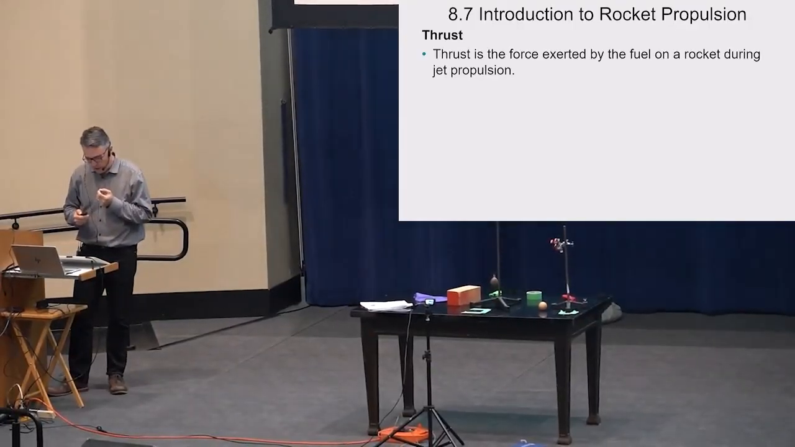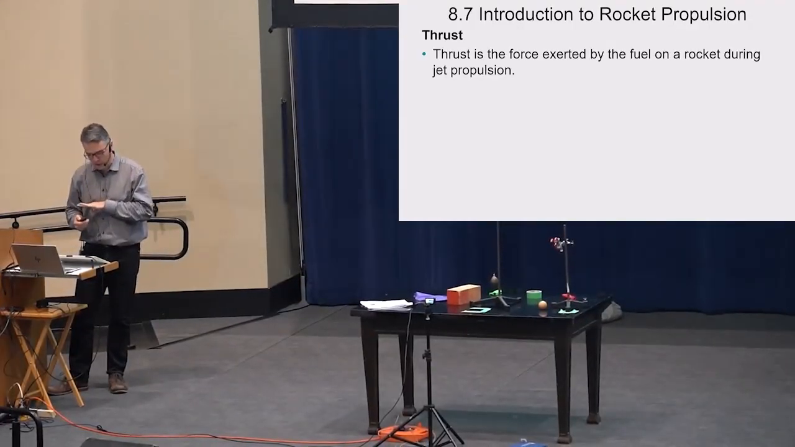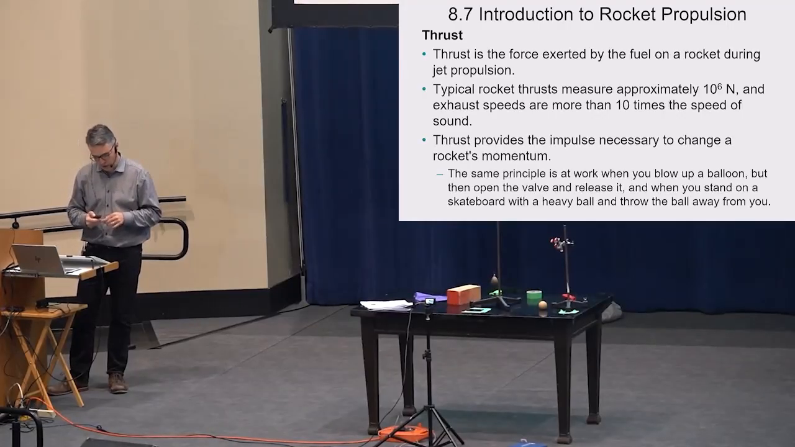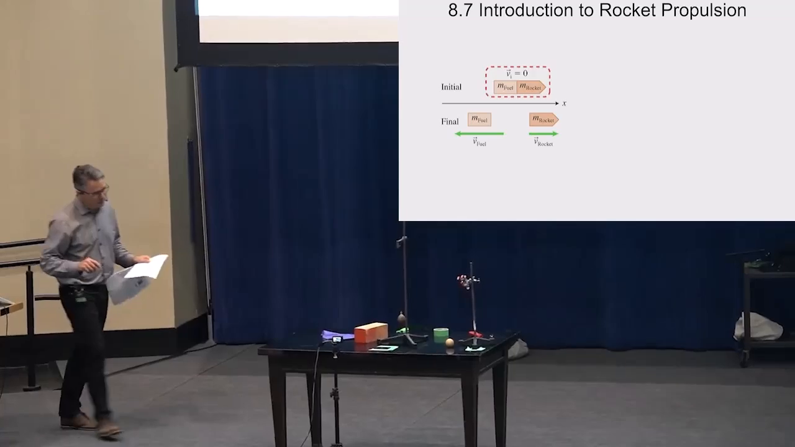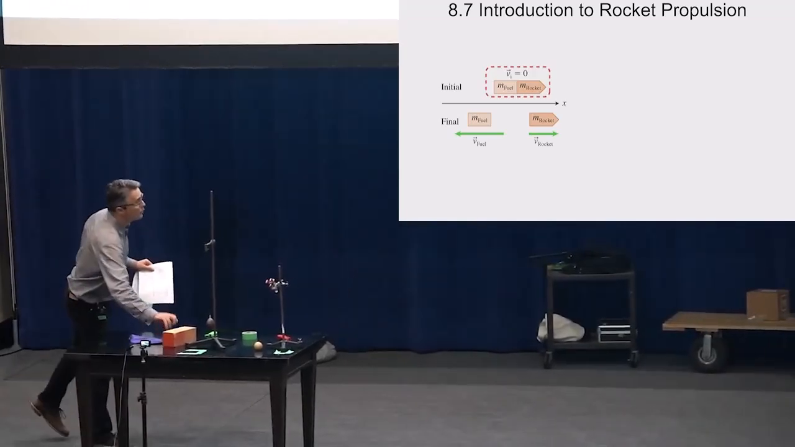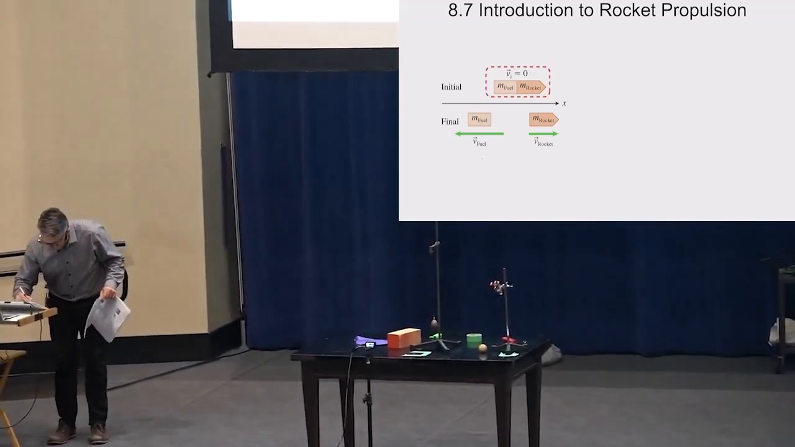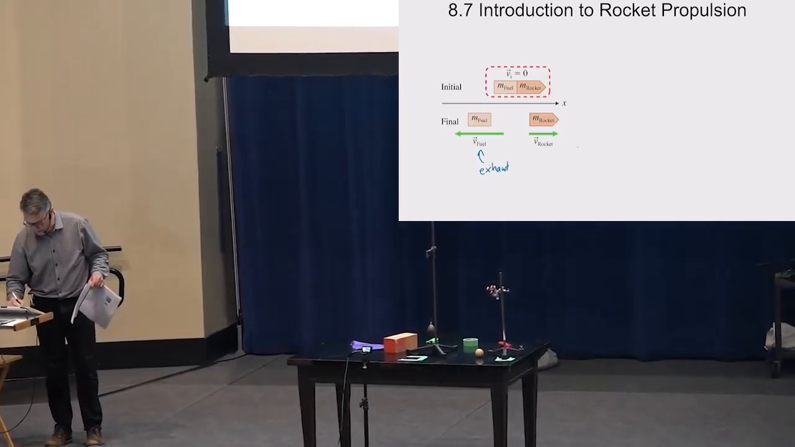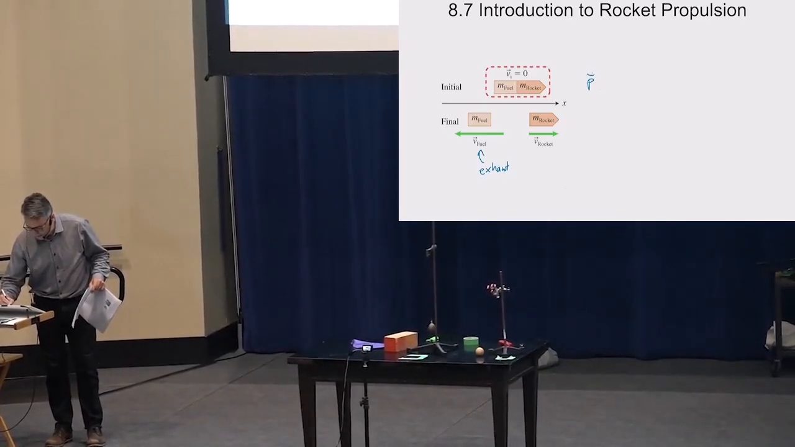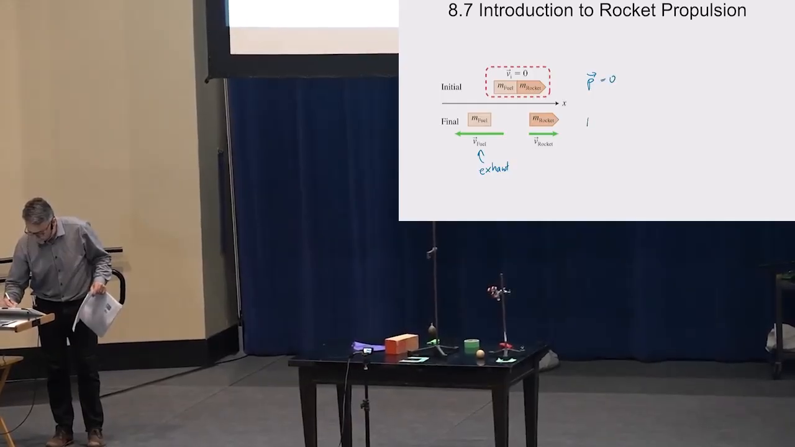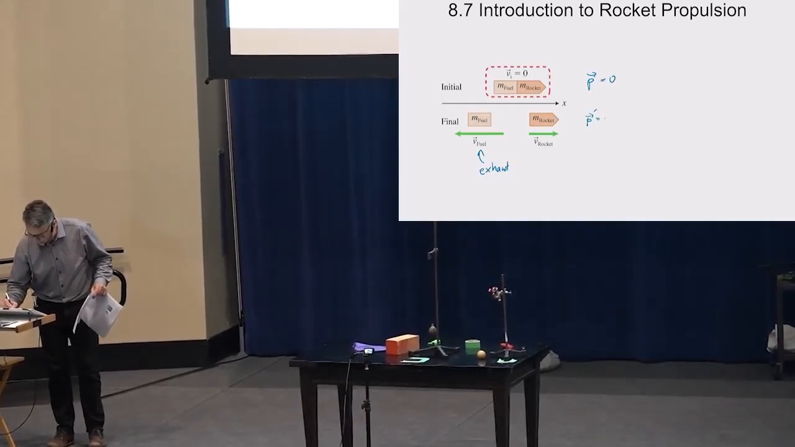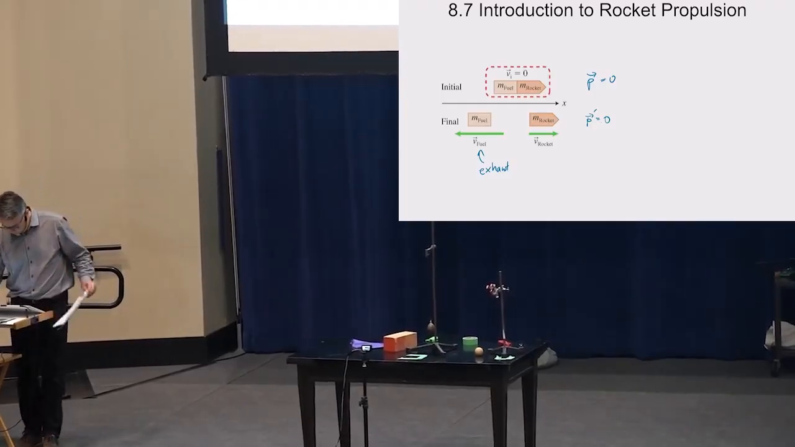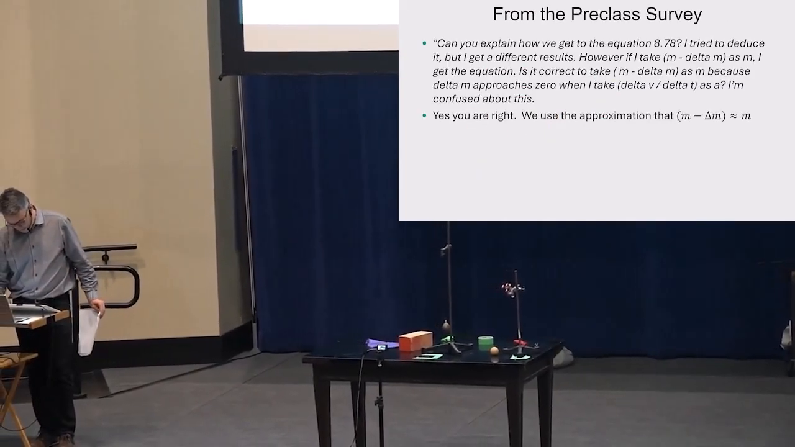Okay, so this is thrust. It's the force exerted by the fuel, or exhaust, on the rocket during propulsion, and it can change the rocket's momentum. Initially, your system is the rocket plus the fuel. The fuel, what I would call the exhaust, goes to the left, and then the rocket goes to the right. And so this P is equal to 0, and this P prime is also equal to 0 when you add up the two things.